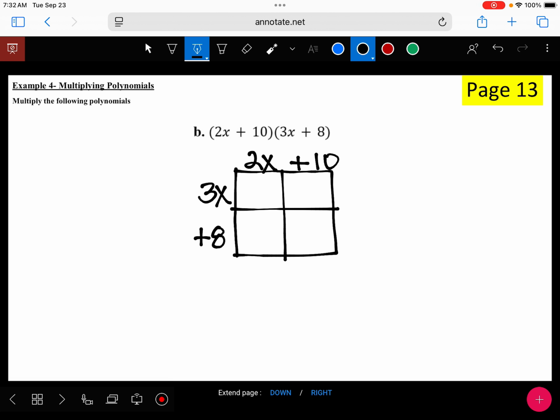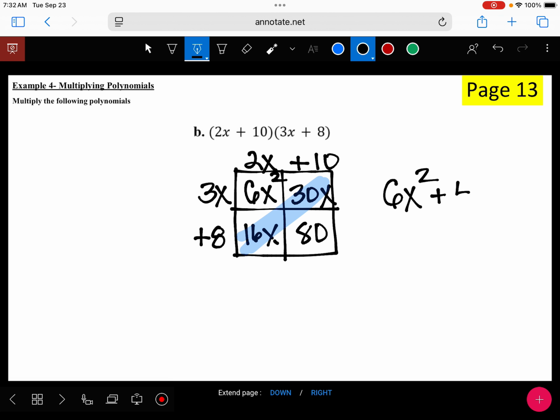So 2x times 3x, 6x squared. 3x times 10 is 30x. 2x times 8 is 16x, and 8 times 10 is 80. Again, my like terms. So my final answer would be 6x squared plus 46x plus 80. And that would be my answer. Any questions?